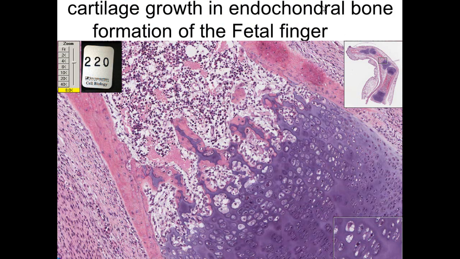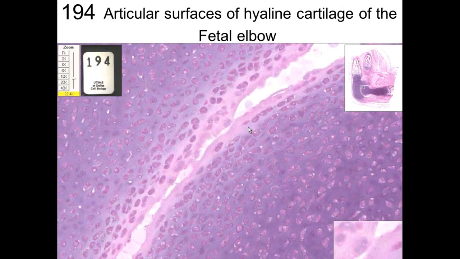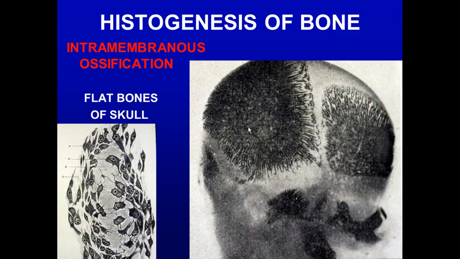Cartilage growth by endochondral bone formation. Cartilage grows and is replaced by bone. Here we see where cartilage forms the articular surface with other bone, and that's a good advantage of cartilage, that it is able to support weight and also slip and slide.